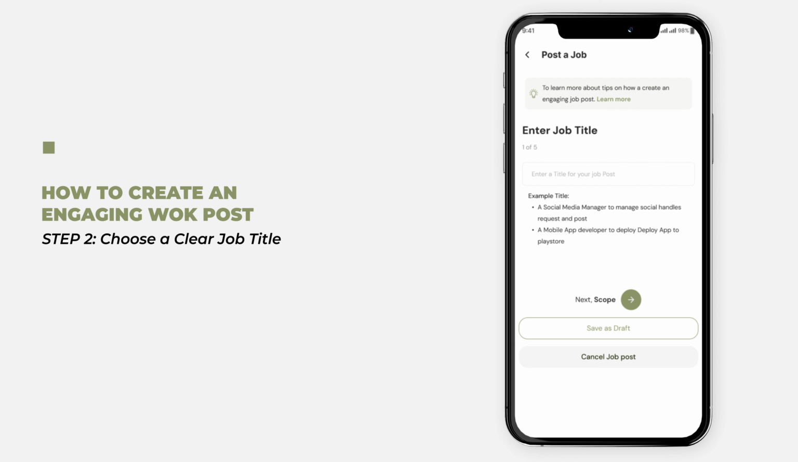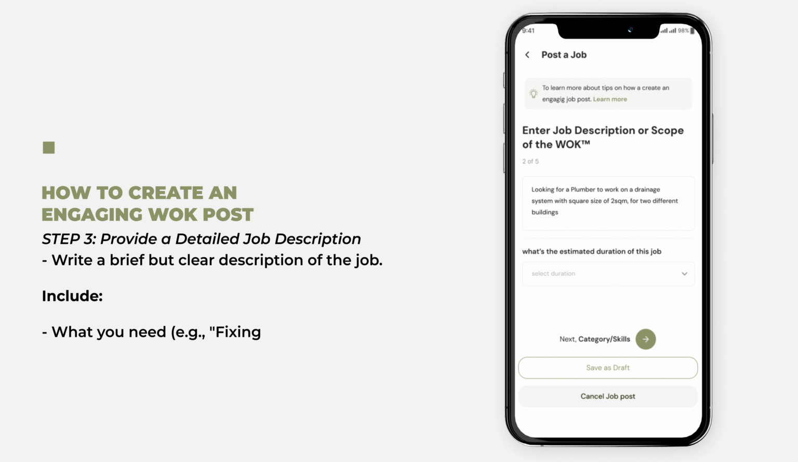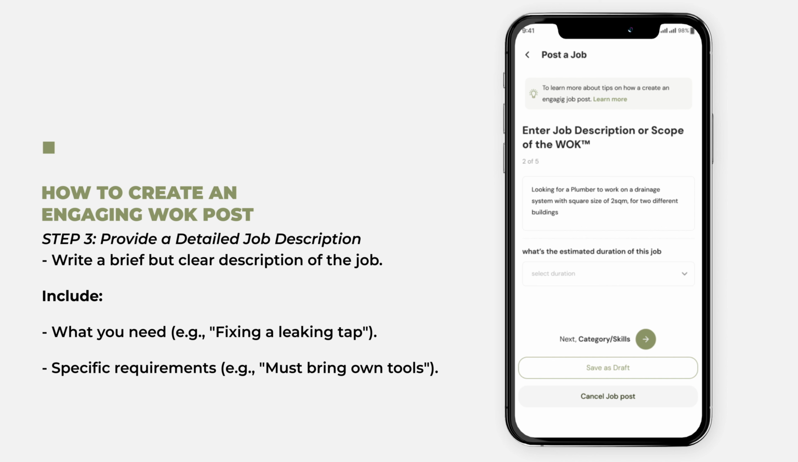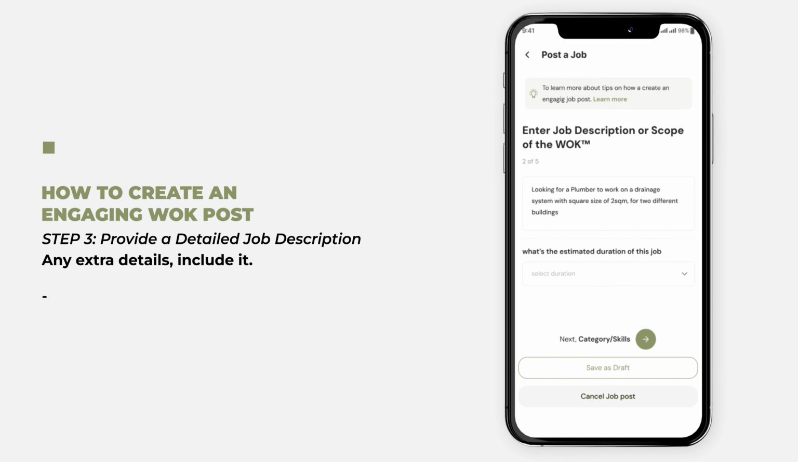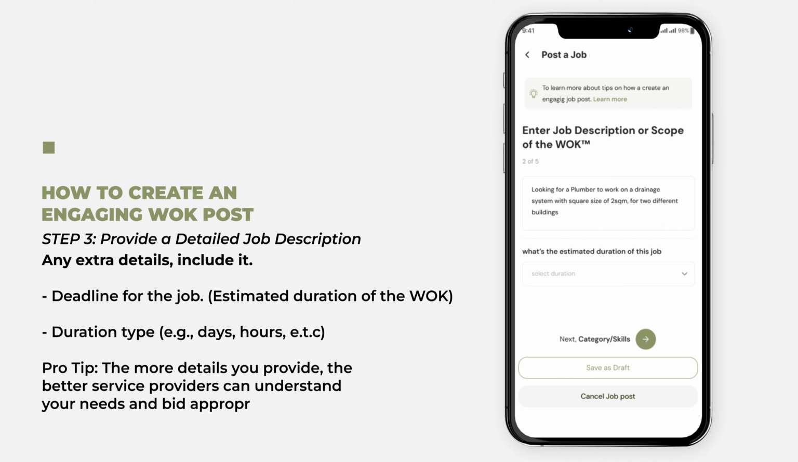Step 3. Provide a detailed job description. Write a brief but clear description of the job. Include what you need, specific requirements, and add any other extra details. Also include your deadline for the job and the duration type for this particular job. Now here's a pro tip. The more details you provide, the better service providers can understand what you need and bid appropriately.